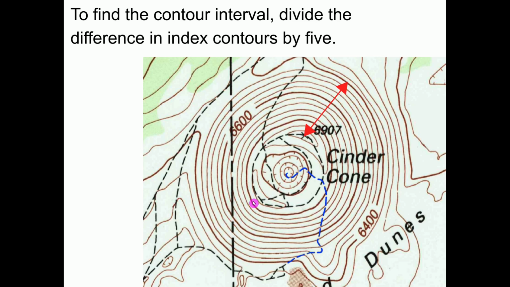To find the contour interval, if it's not given on the map (on every USGS topo map it's given to you, but if I just take a chunk out of it, it might not have the contour interval), you take the difference in index contours and you divide that by 5. So we've got a 6,800 and a 6,600. The difference between those is 200 feet. 200 feet divided by 5 is 40 feet.